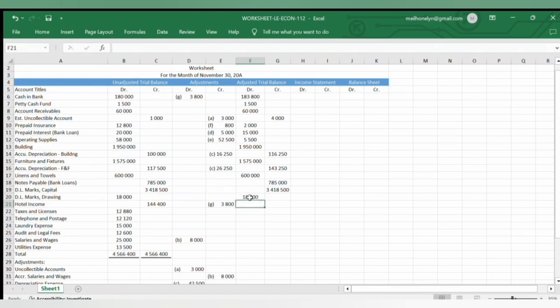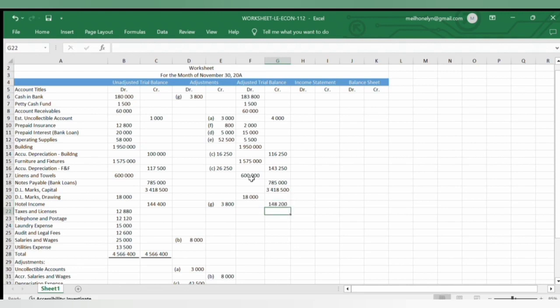Next is the hotel income. In this case, since they are both on the credit side, we will add them together and plot this on the credit side. So 144,400 plus 3,800 is 148,200.